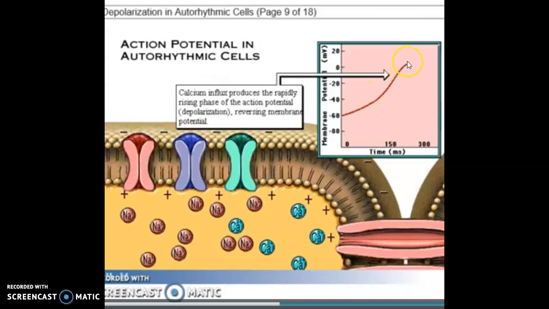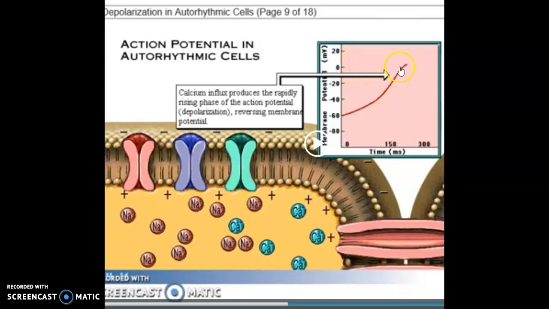Okay, calcium influxes. Note on the graph that the calcium influx produces the rapidly rising phase of the action potential, depolarization, which results in the reversal of the membrane potential from negative to positive inside the cell. Okay, so let's look at that for a second. So once we reach negative 40 due to the influx of sodium, calcium channels open up, calcium rushes in, and that's why this was steeper. This was more gradual as it leaked in, but calcium rushes in.